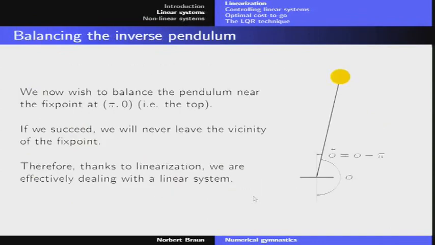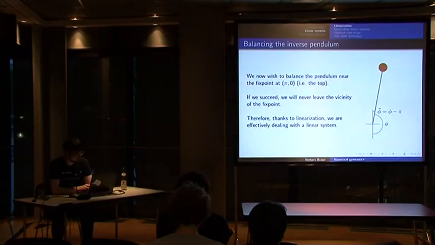So finally, we can get to the actual mission of trying to balance this thing. Now we'll try to balance it near the top, of course, at phi equals pi and omega equals 0. Now if we succeed, we will always stay near this fixed point. And therefore, thanks to linearization, we are effectively dealing with a linear system. Because if we always stay near the fixed point, then the approximation of the system by linear methods will always remain good. So if we know how to do optimal control for a linear system, then we can actually solve this kind of balancing problems. We can solve it for the pendulum, and later we'll be able to solve it for other systems too.